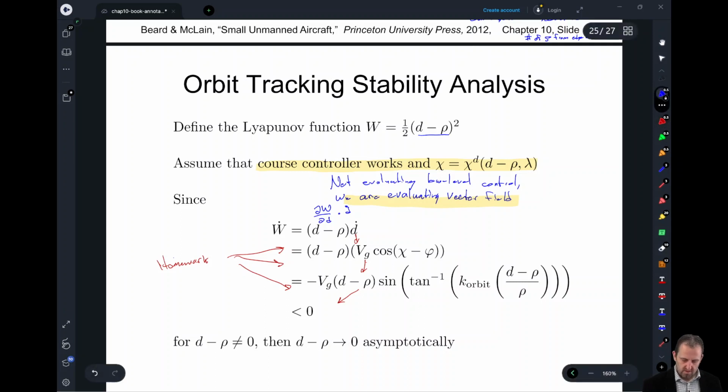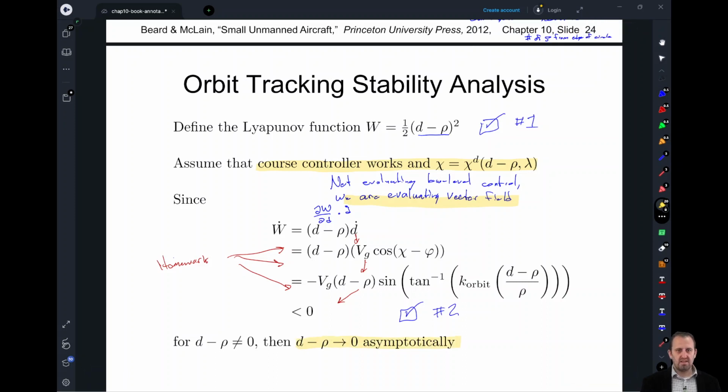Okay, so up here we have condition number 1 for a candidate Lyapunov function. And here we have the fact that w dot is less than or equal to 0 is condition number 2 for our candidate Lyapunov function. Okay, so the key here is that d minus rho goes to 0 asymptotically. That means if we were a point on the vector field and we just followed that vector field, we would go to that orbit, which is really good.